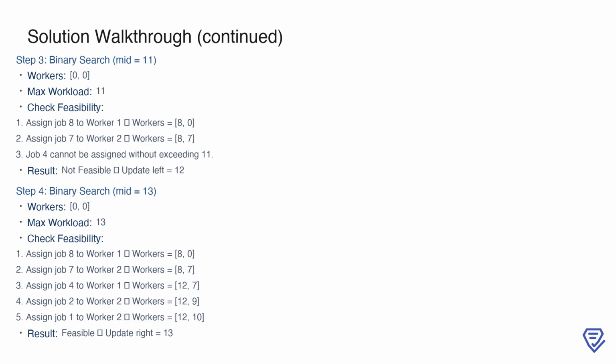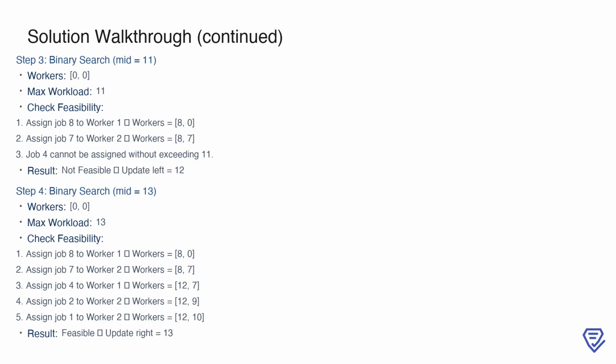The maximum workload allowed is 11. Assigning the job with time 8 to worker 1 results in workloads of 8, 0, and assigning the job with time 7 to worker 2 updates the workloads to 8, 7. However, the next job with time 4 cannot be assigned without exceeding the maximum workload of 11, so this allocation is not feasible. We adjust the left bound to 12. Next, we test the midpoint of 13. Starting with both workers at 0, 0, the job with time 8 is assigned to worker 1, resulting in 8, 0.